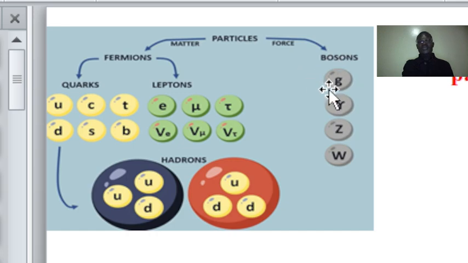The first is the gluon. This gluon is the strong force carrier. We have the gamma, and we have Z and W. These ones are carriers for the weak force. But the gluon here is the carrier for the strong force.